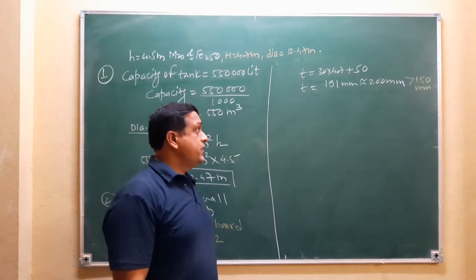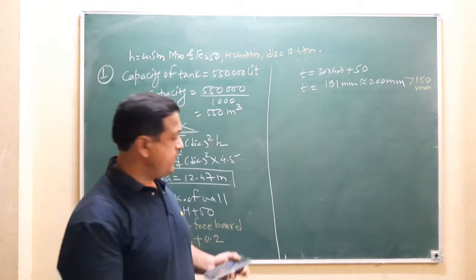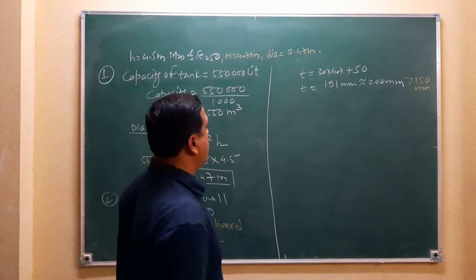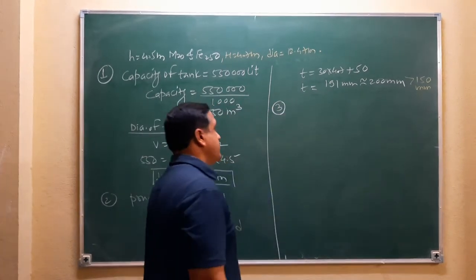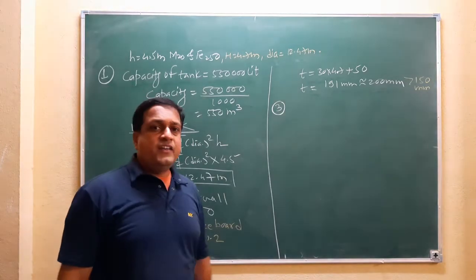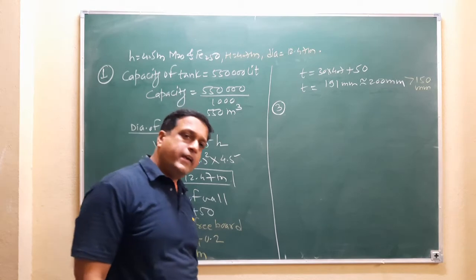Check that in any condition the thickness of wall should not be less than 150 mm. Okay, so this is okay now. What do you have to do in step number 3? Diameter decided, thickness of wall decided. Now you have to go for the calculation of the bending moment.